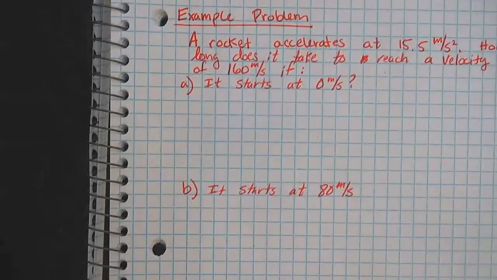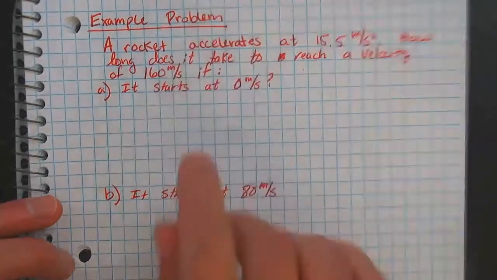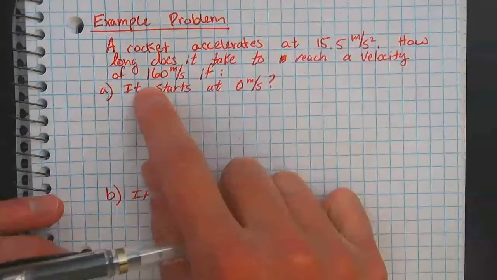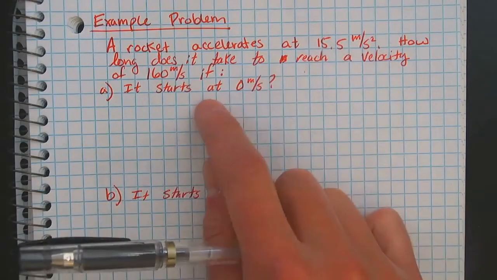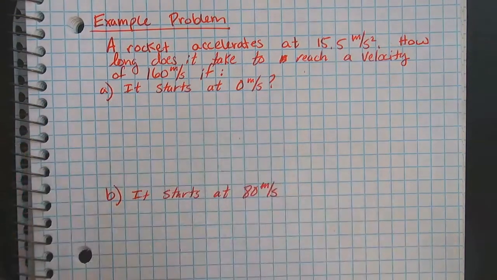So, we have, let's see here. A rocket accelerates at 15.5 meters per second squared. How long does it take to reach a velocity of 160? So this is its acceleration, and then it gives us two different initial velocities. It gives us an initial velocity of 0.